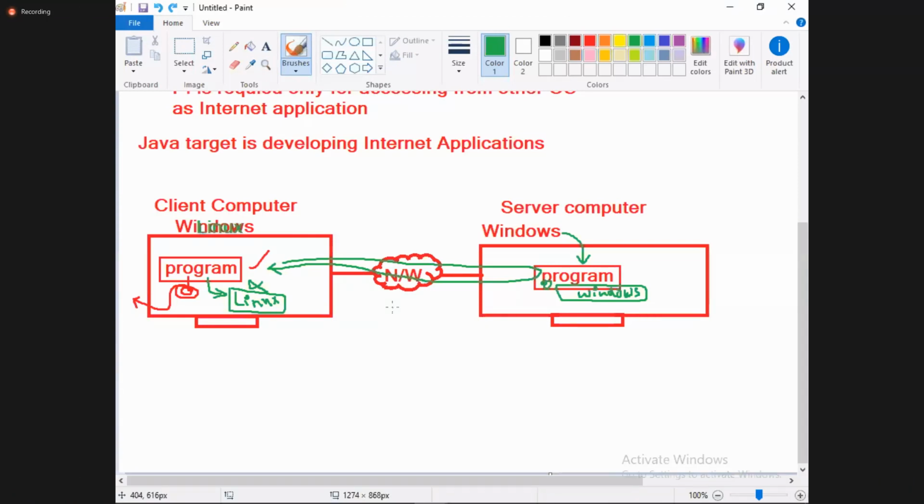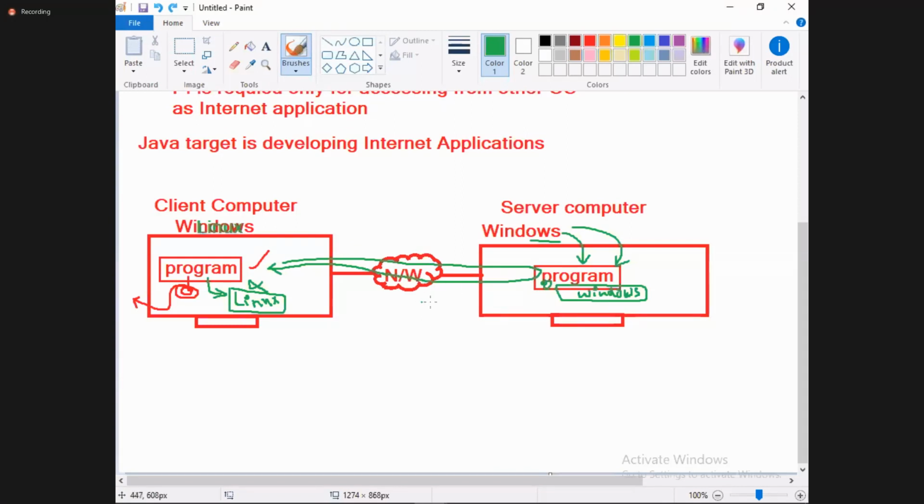Again, repeating the question. If you compile this program in Windows operating system, compiler will generate machine language of which operating system? Windows. This program contains which operating system machine language? Windows. Now when you download this program to here, which operating system machine language are we getting here? Windows, which cannot be understandable to Linux. Yes or no? It's not understandable to Linux. Then Linux cannot execute. What is my target? I want to execute the program in the Linux operating system.